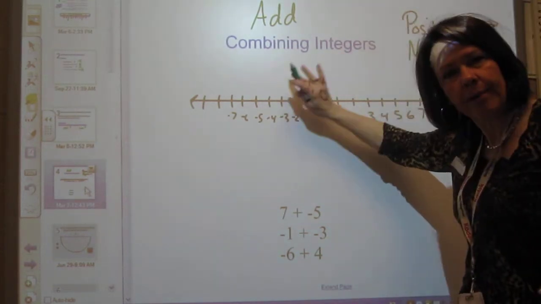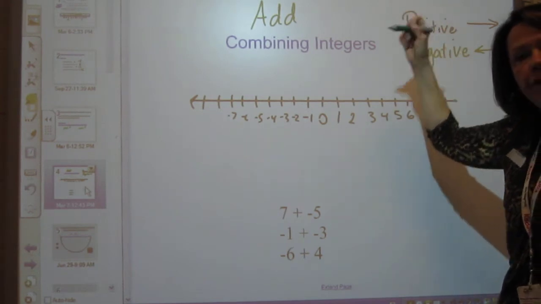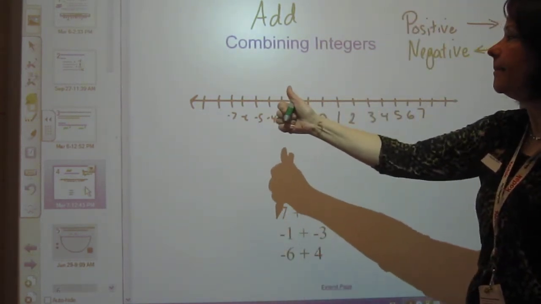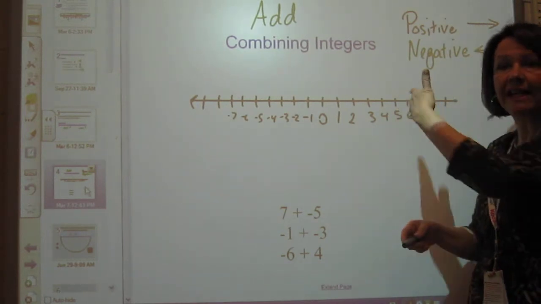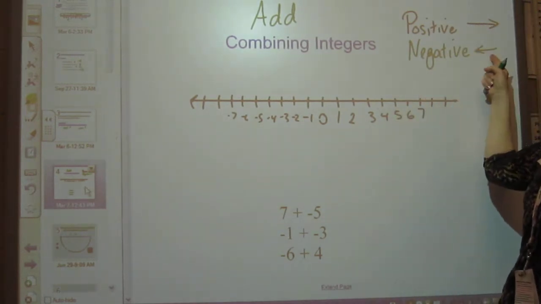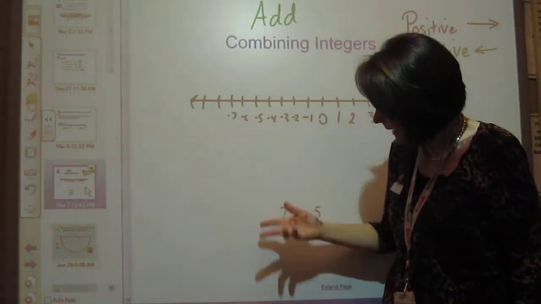When you use a number line to help you understand this, if you have a positive number, you're going to move on the number line to the right, as this arrow is showing. If you have a negative number, you're going to move to the left. Hopefully you're writing that down in your packet.